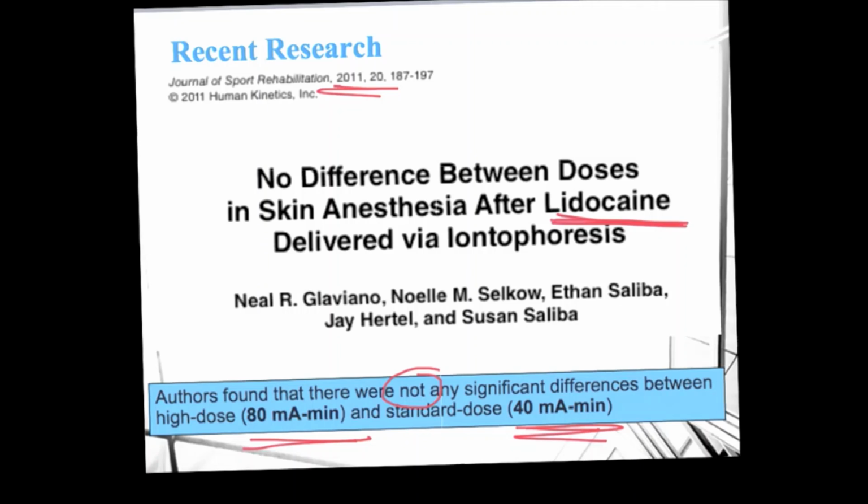However, a lot of clinicians feel that if they already have the medication and they have the iontophoresis unit and the patient is paying out of pocket, they might as well give them the 80 instead of the 40. So it's not clear what the research says on this, but at least according to this study, there's no difference.